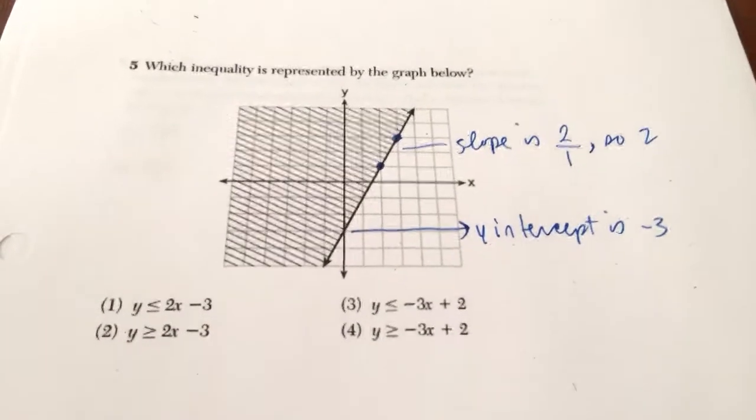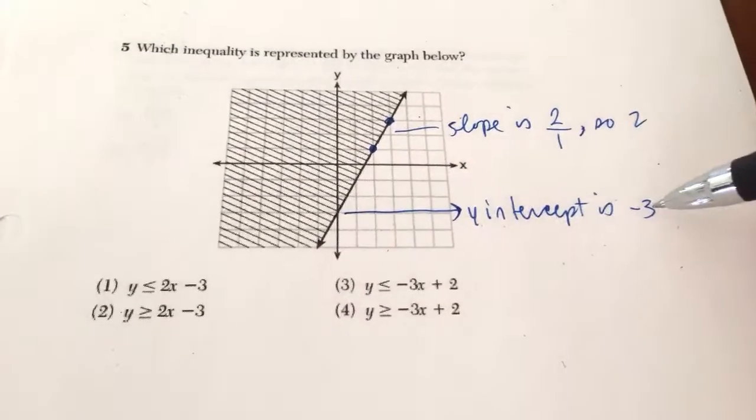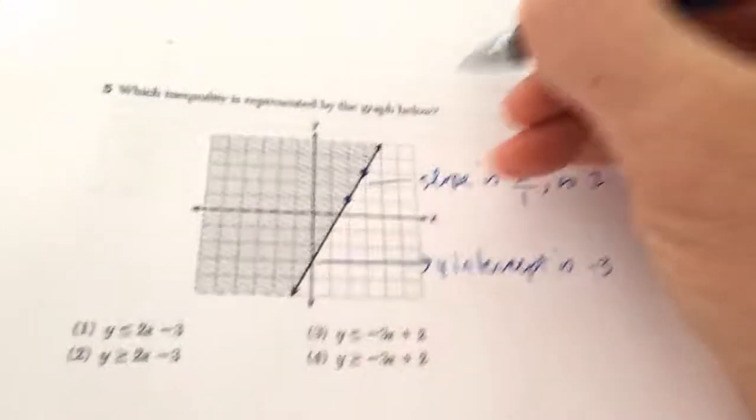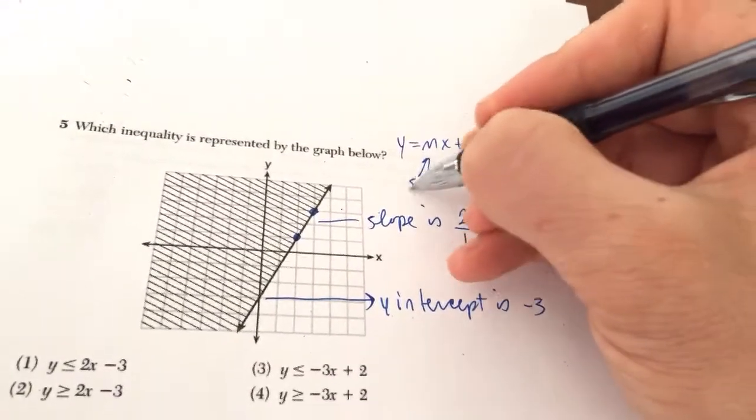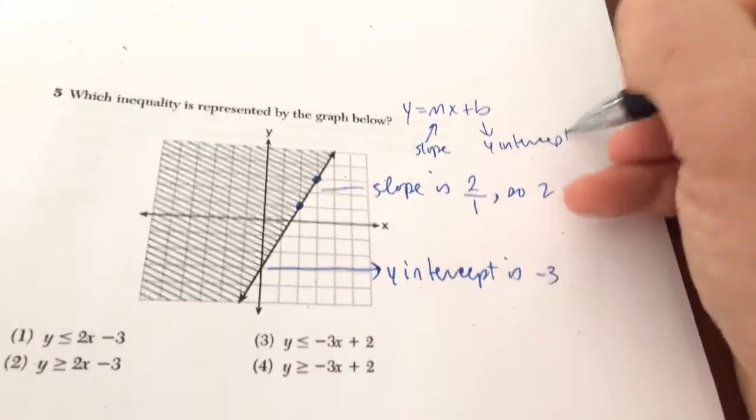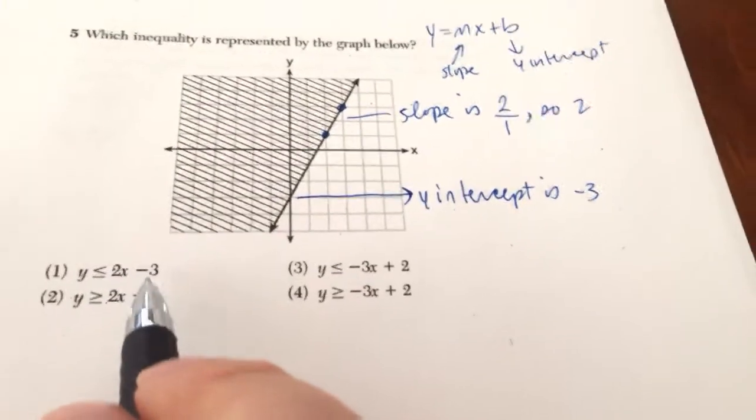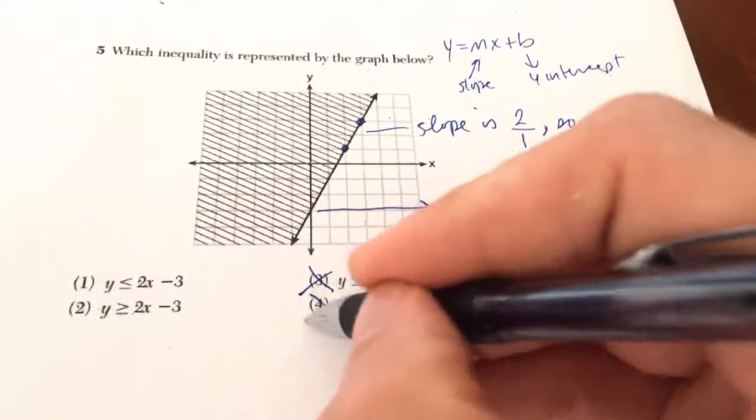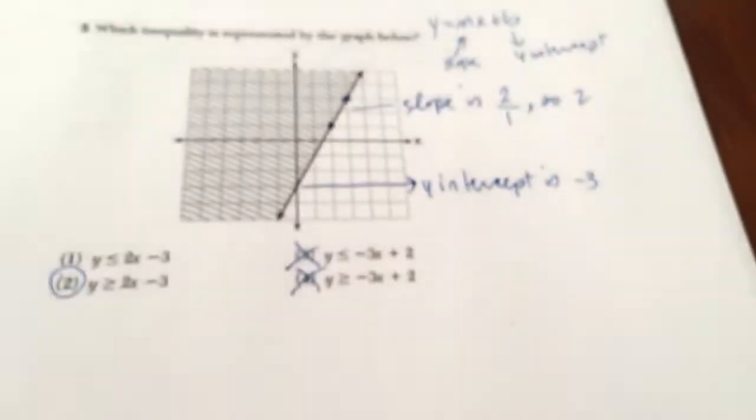Number 5 says which inequality is represented by the graph below. My y-intercept is -3, my slope is 2. So using y equals mx plus b, where this is my slope and this is my y-intercept, I should have 2 in that spot and then -3 over here. These are not my choices. This inequality is shaded above the line, so it's got to be greater than. Should be choice number 2.